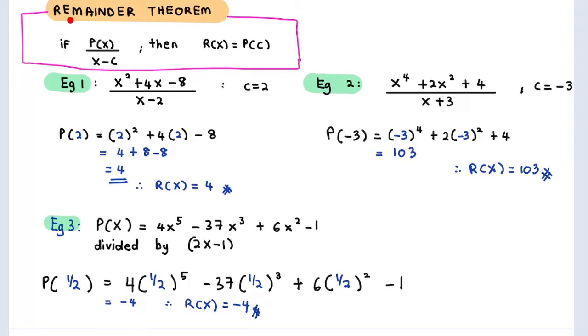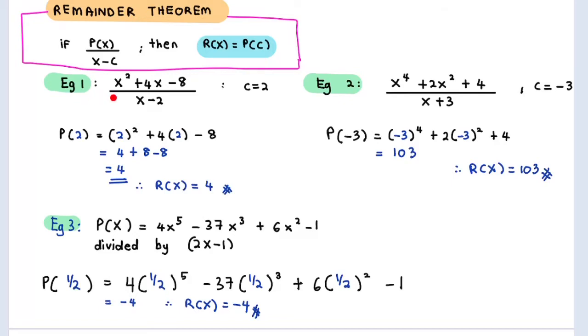Now let's continue on the remainder theorem. This theorem is very powerful. It will tell us the remainder of a function without doing any division technique. So what does it say? If p(x) is divided by x minus c, then the remainder R(x) is equal to p(c). So this is the remainder theorem.